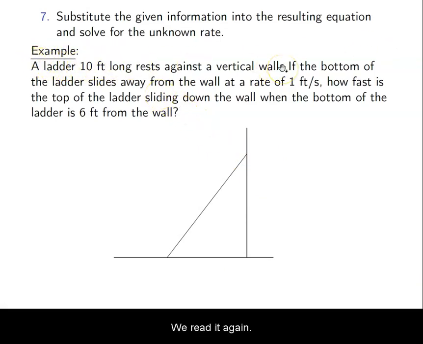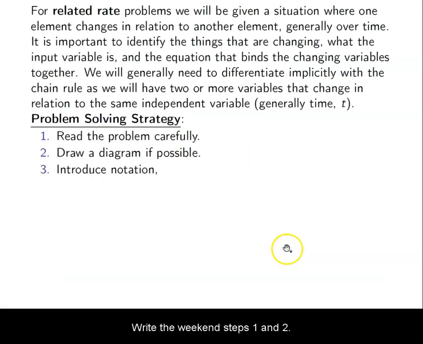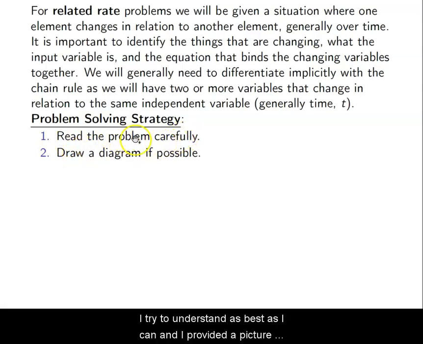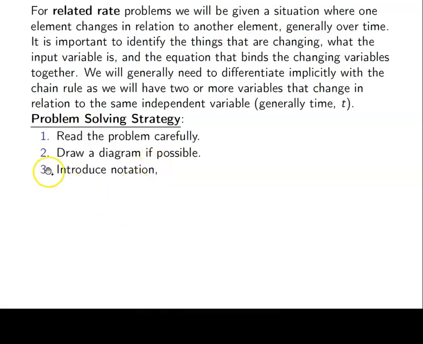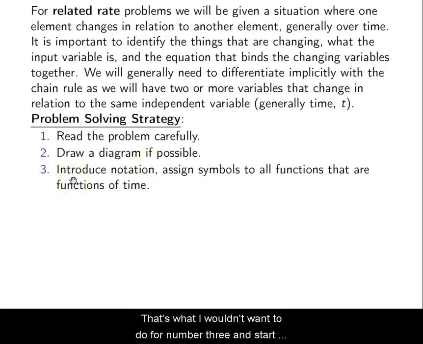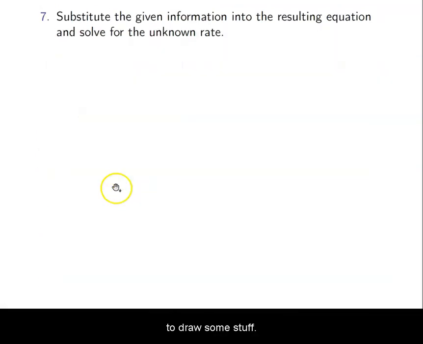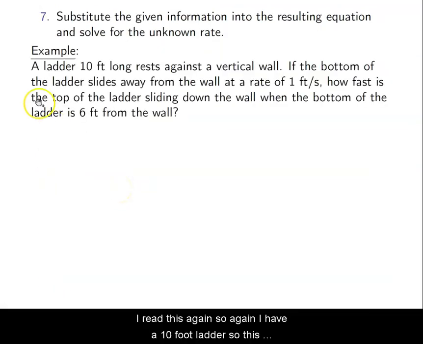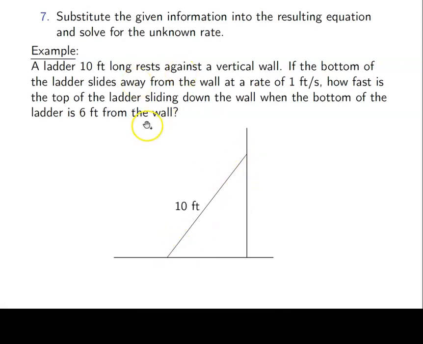We read this together, and then I provided a picture, right? So we've done steps 1 and 2. I read the problem, I try to understand as best as I can, and I provided a picture. I haven't labeled anything. So that's what I would want to do for number 3, start to draw some stuff, okay? So I read this again. So again, I have a 10-foot ladder, okay? So this ladder is 10 feet. So there you go, right? I'm reading it a third time, and I'm introducing notation into my picture as I read, right?